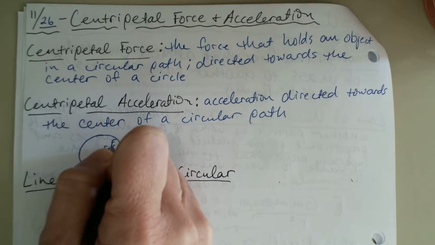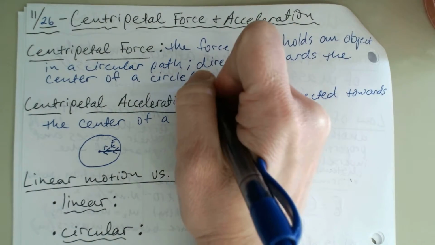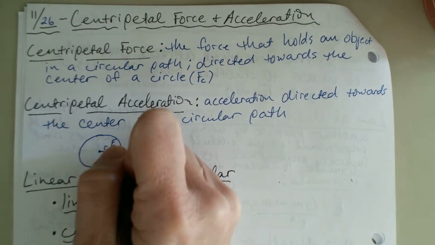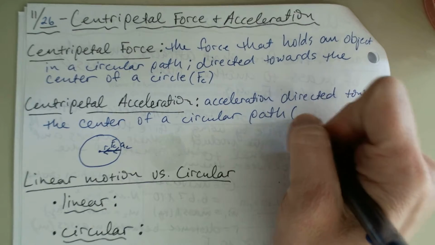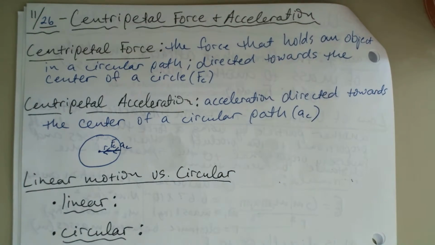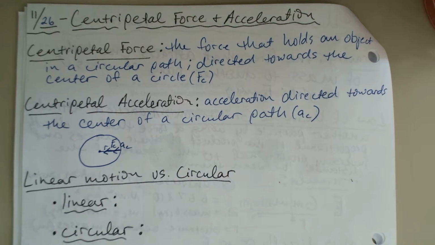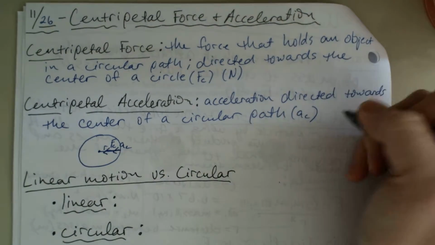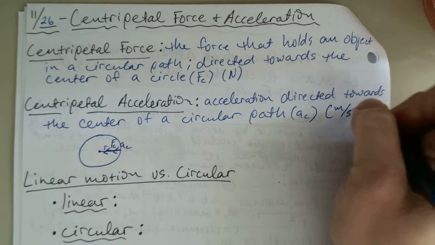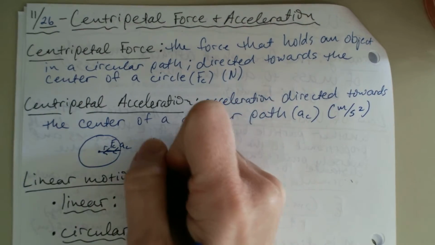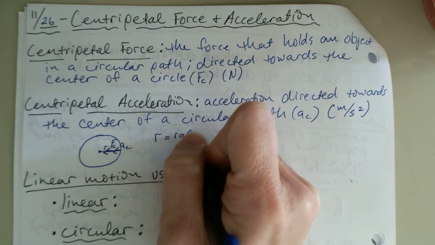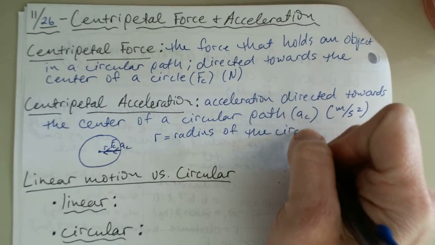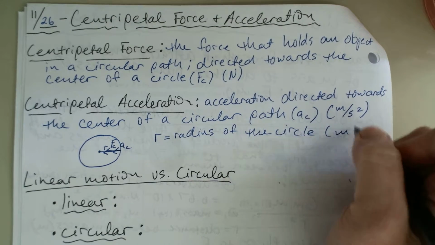So FC is what we use for centripetal force, and AC is what we use for centripetal acceleration. The units of force are, as always, newtons. The units of acceleration are meters per second squared. R, this is the radius of the circle, and that would be in meters.